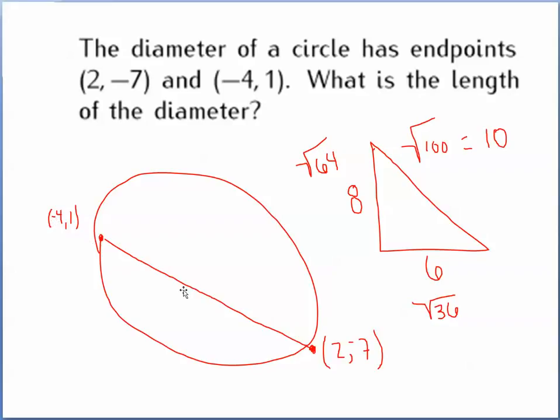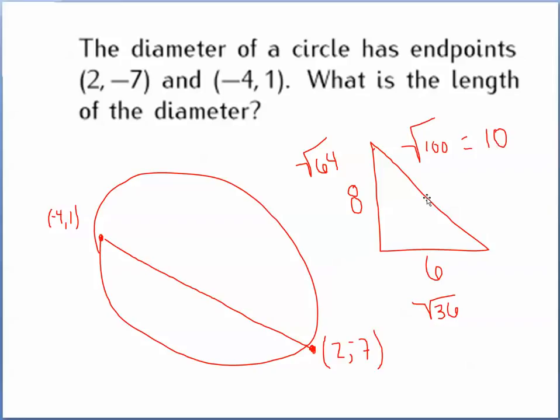if I start at -4 and I go to +2, that is a total of 6 units in the displacement. And if I start at 1 and I go to -7, that is a total of 8 units displacement. So I now have a right triangle with one leg being 6, one leg being 8. 6 can be rewritten under the square root sign as 36, and 8 can be rewritten as the square root of 64. If I add the number 36 to the number 64, I get 100. If I put that under the square root sign, I get the square root of 100, which is exactly 10.